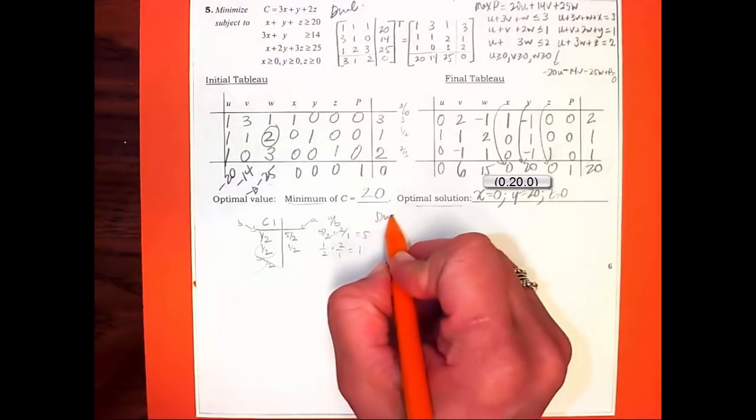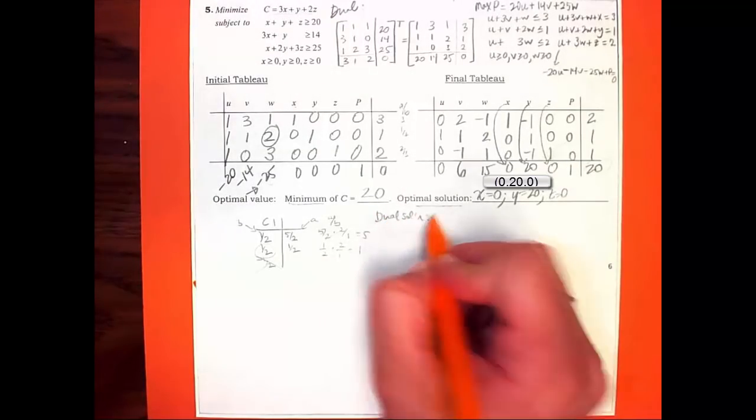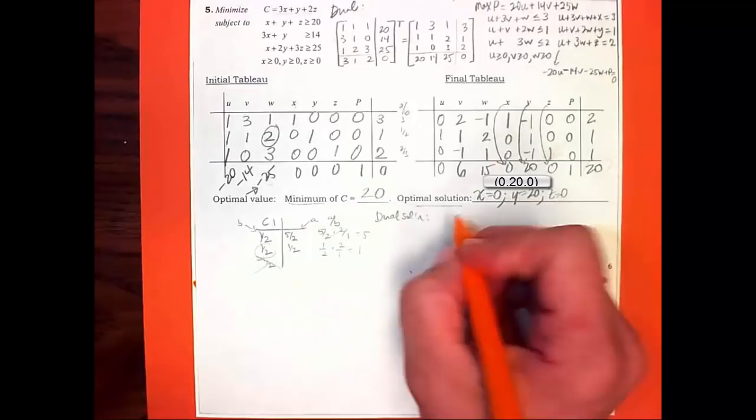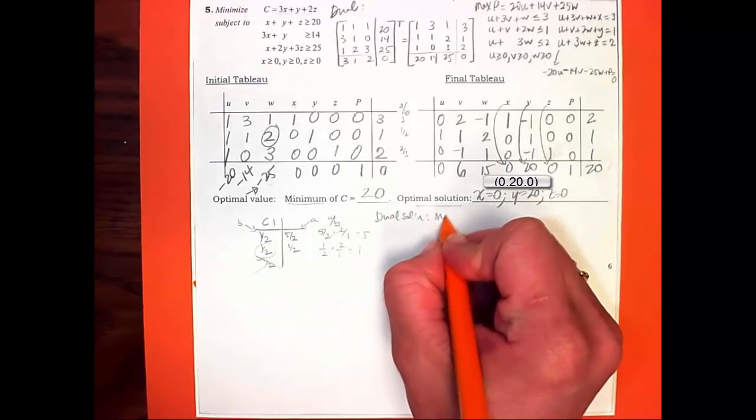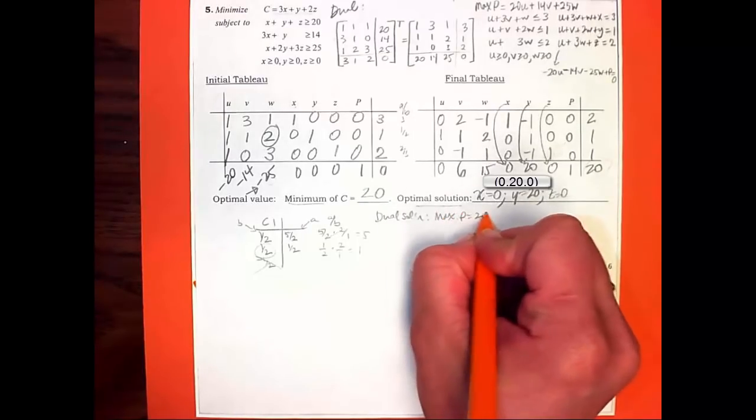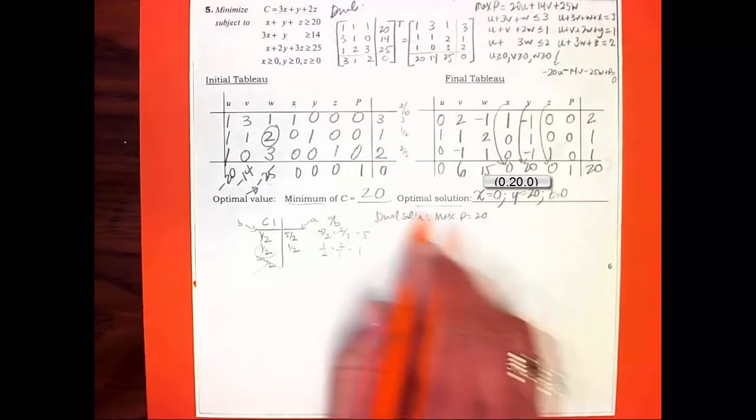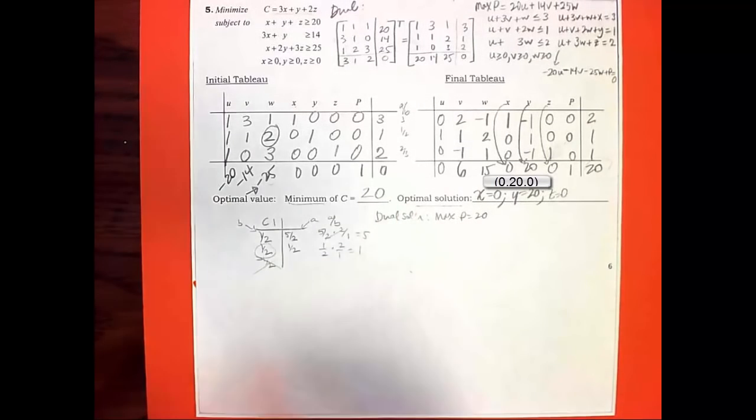So if we wanted the dual solution, just to make a note here, so this is the primal solution, we would also have a maximum of p of being the same thing, so the optimal values will be equal, but the solutions will be different because they're different variables.